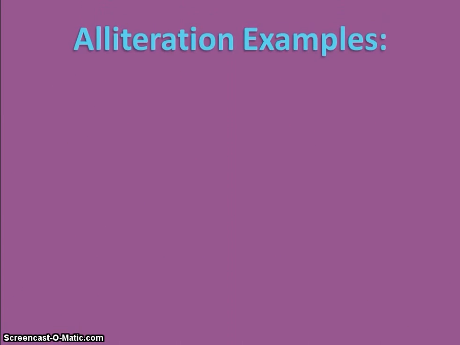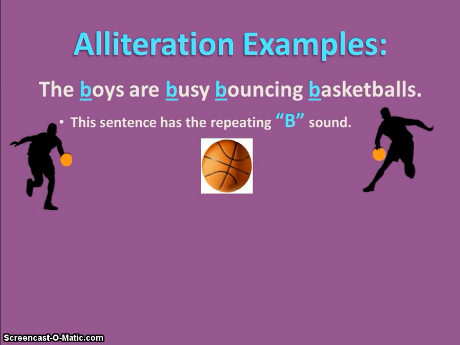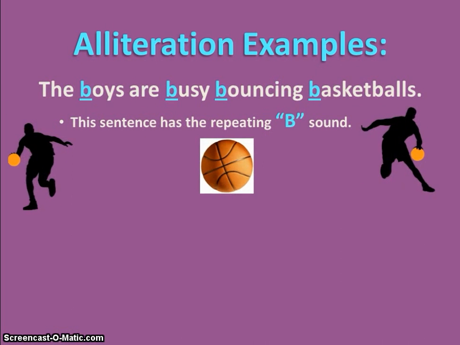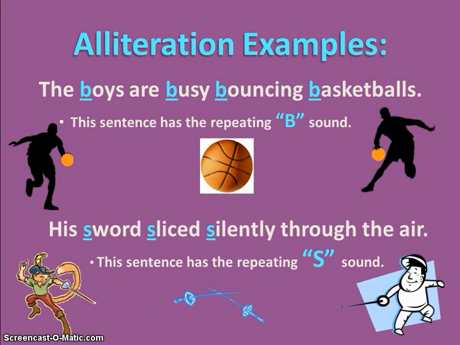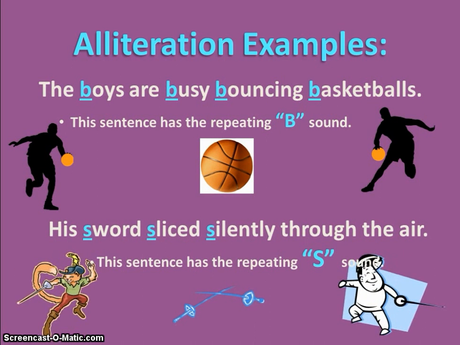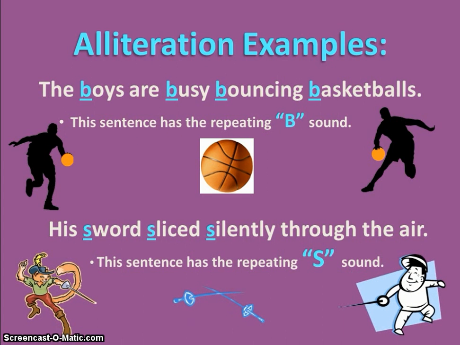Let's look at some examples of alliteration. The boys are busy bouncing basketballs. Here, the repetition is of the B sound. His sword sliced silently through the air. This sentence has the repeating S sound. Pretty easy so far, right?